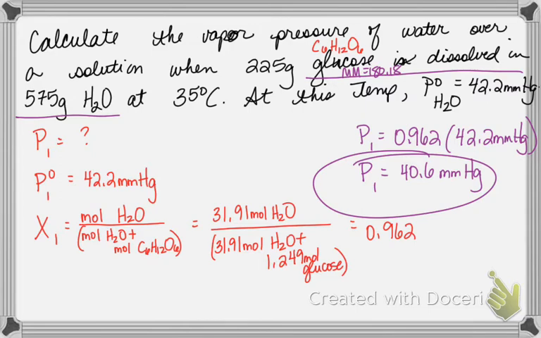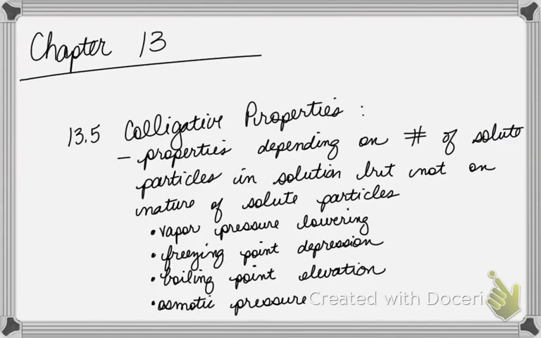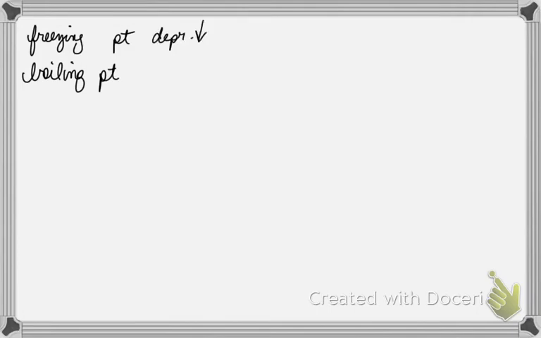Okay? The next two colligative properties, we're going to kind of take those together because the next two that we listed are freezing point depression and boiling point elevation. And so, freezing point formula. So it's freezing point depression, okay, so lowering, boiling point elevation, so increasing.